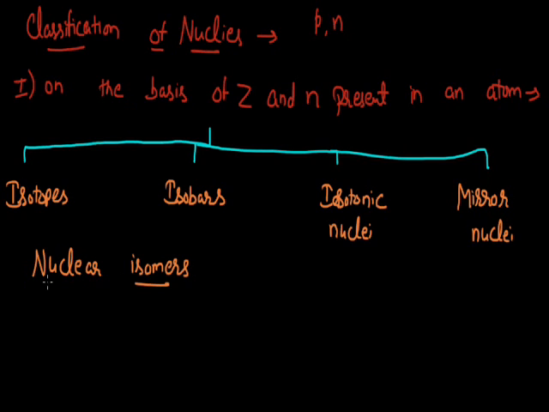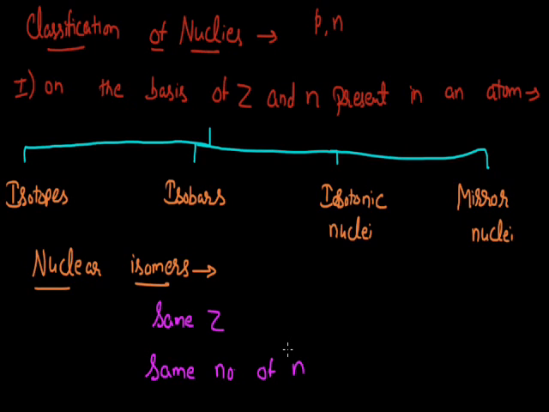So here we will be dealing with this term very first, that is termed as nuclear isomer. Basically, the nuclear isomer term is used for those nuclei which have the same number of protons, meaning they will have the same atomic number. These nuclei contain the same number of neutrons, but they have a different arrangement of these nucleons in the nucleus.